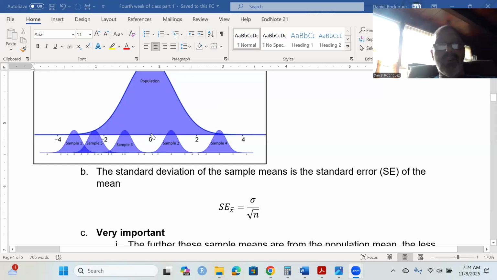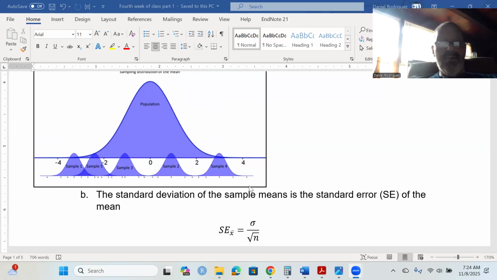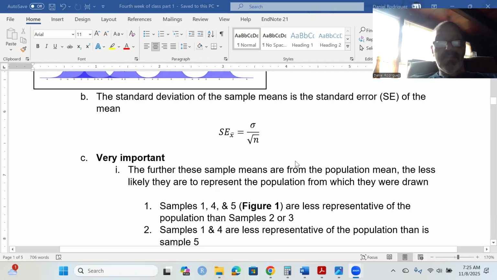The mean of all the sample means, so again, let's say we're calculating the mean of each of these samples. The mean of each of these sample means is the population mean, right? The standard deviation of all these sample means is the standard error of the mean, which has a special name, right? Standard error of the mean, and it's the standard deviation of the population divided by the square root of the sample size. Okay.